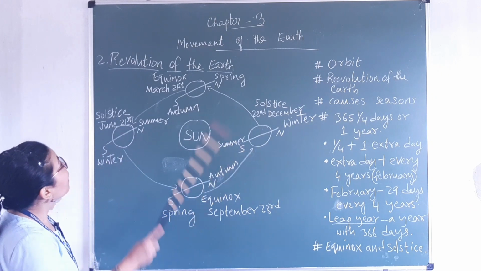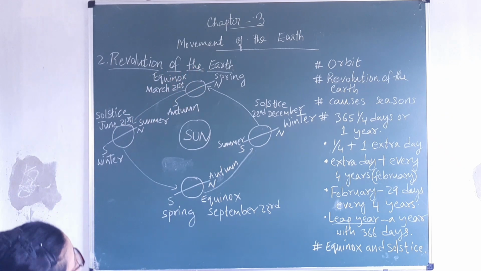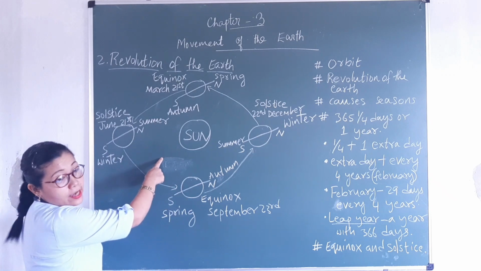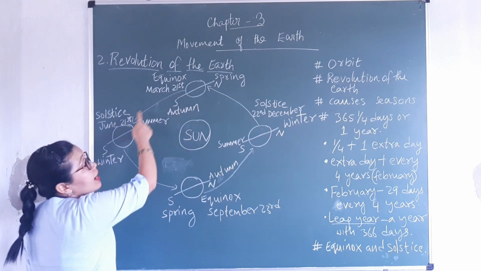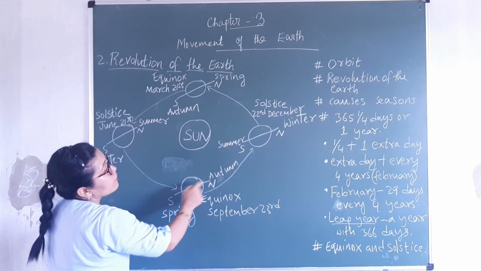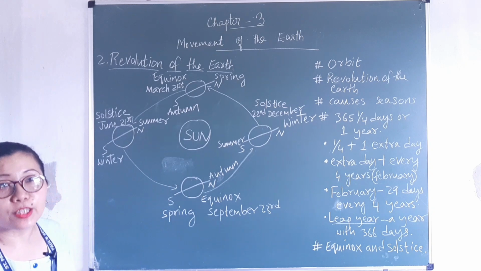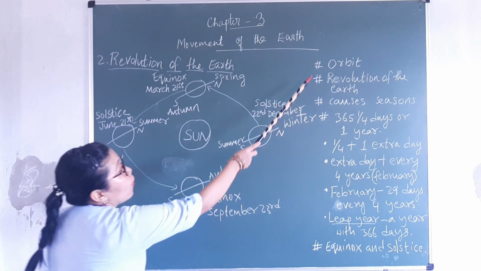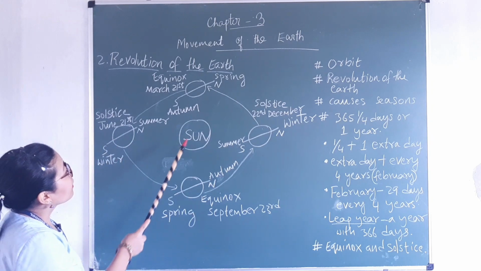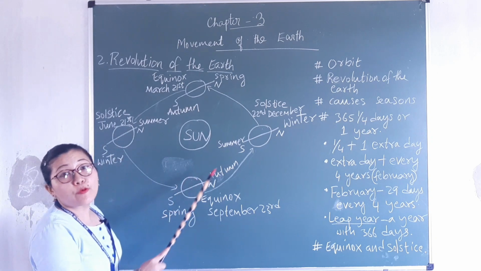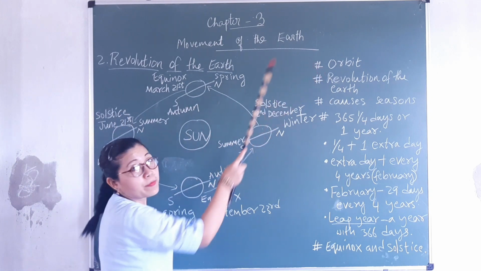Now number 2, revolution of the Earth. Okay? Now see the diagram again carefully. You can see the sun here. The sun is in the center and the Earth is revolving around the sun in a fixed path, and this fixed path is called an orbit. So what do you mean by orbit? The fixed path along which the Earth revolves around the sun is called an orbit.